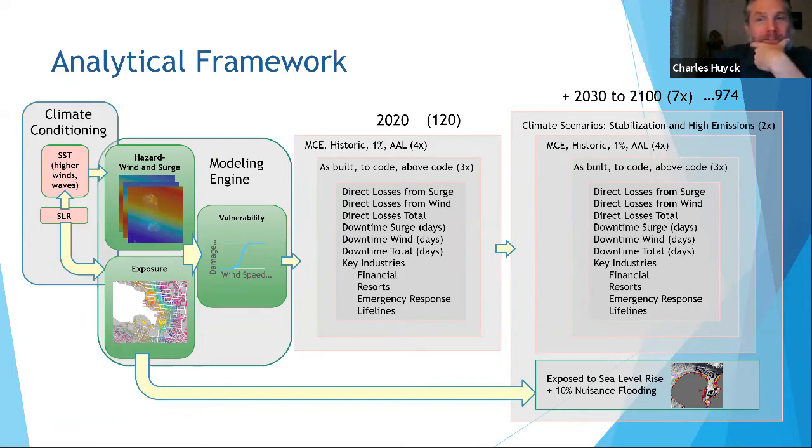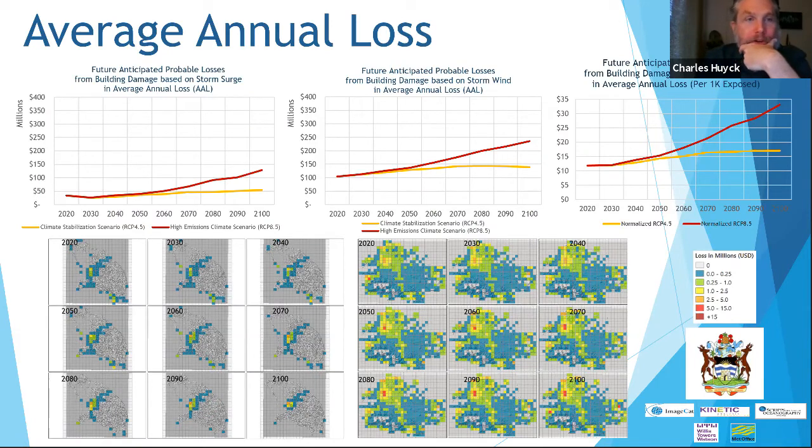So all of that was about 1,000 different scenarios. Here's a sample of some of the things we produced. On the upper left, you have the progression of losses anticipated from storm surge alone, starting at under 50 million and going up to 2,100, looking at 125 for the RCP 8.5, and then only about 50 for 4.5. So that's just the surge.